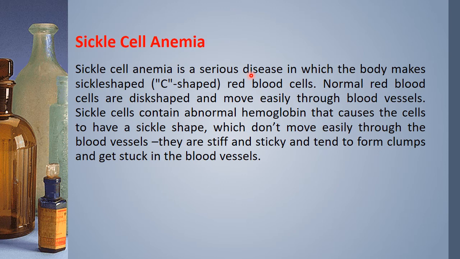While sickle shape contains abnormal hemoglobin that causes the cells to have a sickle shape and not move easily through the blood vessels. They are going to be sticky, and as a result of being sticky, they are going to form clumps and get stuck inside the blood vessels. Look, how we are going to investigate these causes later, but as a general talking, sickle cell anemia.